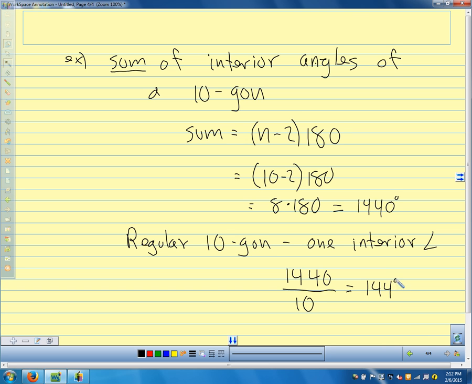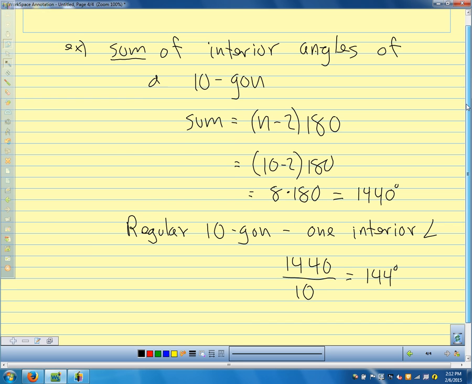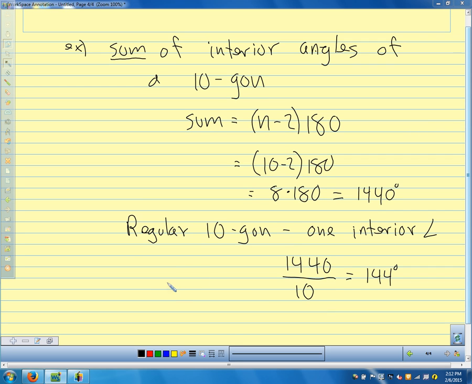144. Good. 144 degrees. So one interior angle of a decagon, so one of these angles in here would be 144 degrees. Yes. That's exactly right, very good. We can only do this dividing thing if we have a regular polygon, because otherwise the angles could be all different ones.